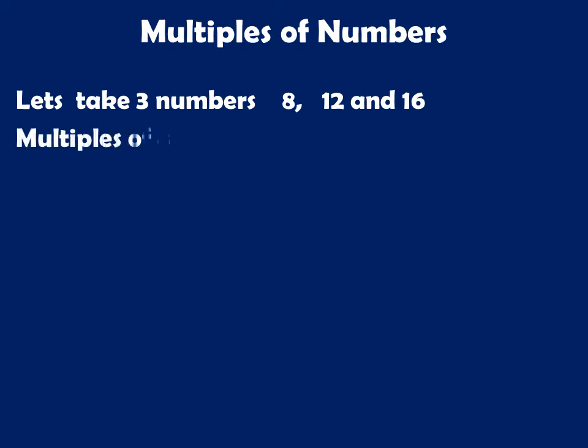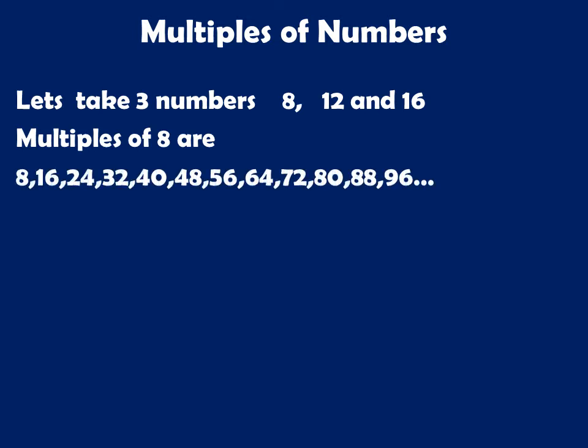Let's take three numbers 8, 12 and 16. So the multiples of 8 are 8, 16, 24, 32, 40. So what exactly are we doing? 8 ones are 8, 8 twos are 16, 8 threes are 24, 8 fours are 32 and it goes on.